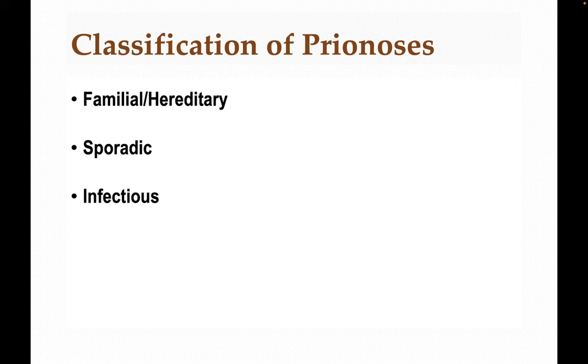So those are the three classifications for the prionoses: the ones that can be infectious due to ingestion of meat, the ones that can be sporadic due to point mutations of the gene that encodes for the prions in the cells, or due to hereditary, that is, it's genetic.